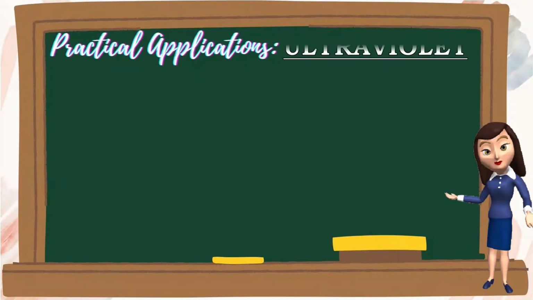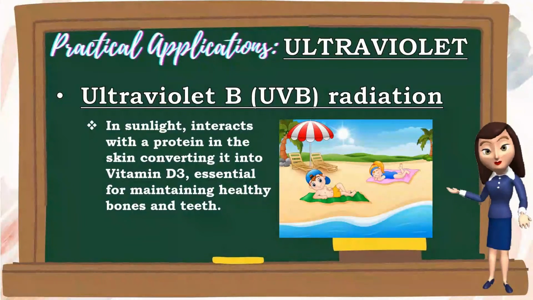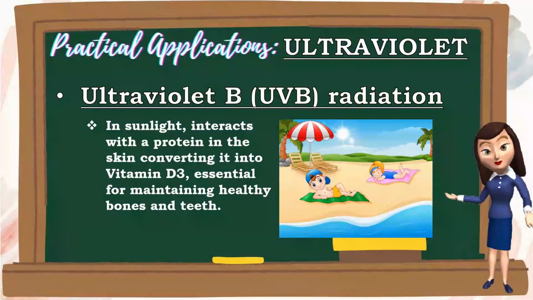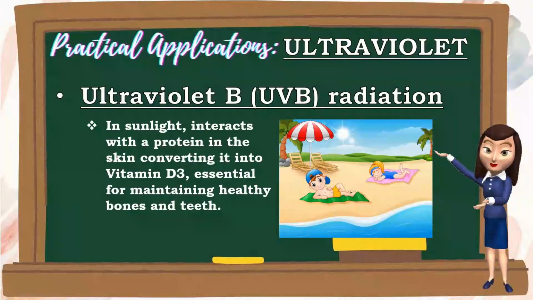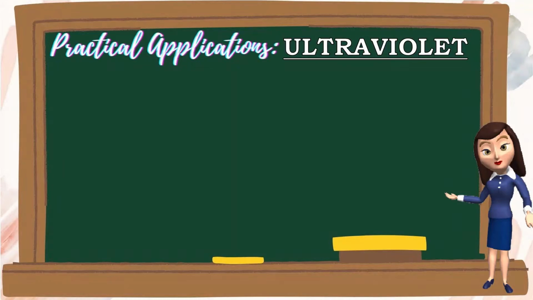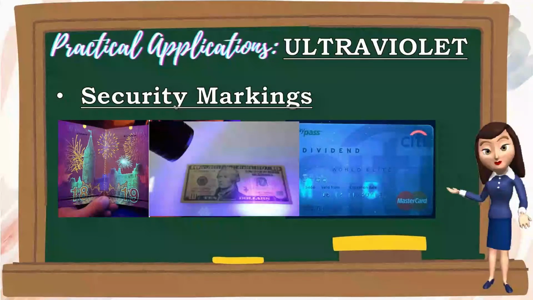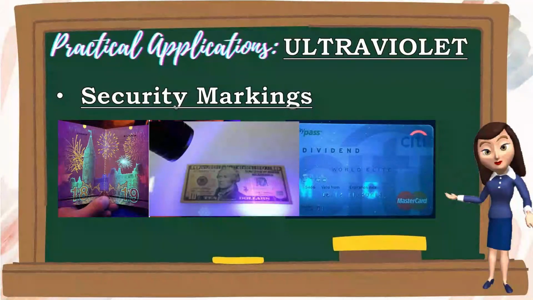The fifth one is the ultraviolet wave. The ultraviolet B, UVB radiation in sunlight interacts with a protein in the skin, converting it into vitamin D3, the active form of vitamin D, which is essential for maintaining healthy bones and teeth. Ultraviolet is also used in security markings in sensitive documents such as credit cards, banknotes, and passports. It includes a UV watermark that is only seen under UV emitting light.